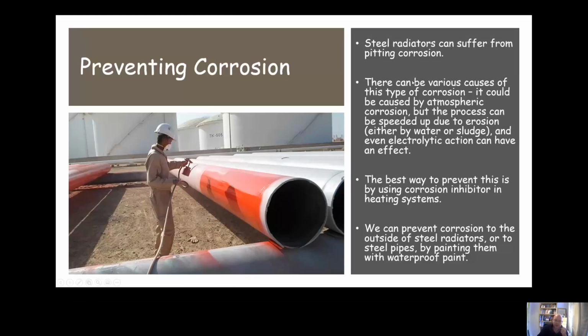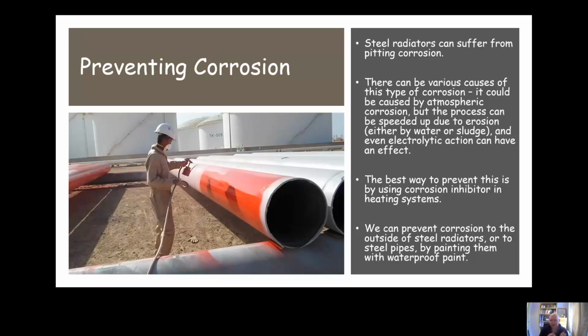Pitting corrosion in radiators could be caused by various causes. The most likely cause is atmospheric corrosion. Essentially, the water in there, and any air that might be bubbled in the water, will start to corrode the radiators on the inside, which can cause pitting, but it also causes a buildup of sludge, a buildup of what's known as magnetite in the bottom of the radiators.